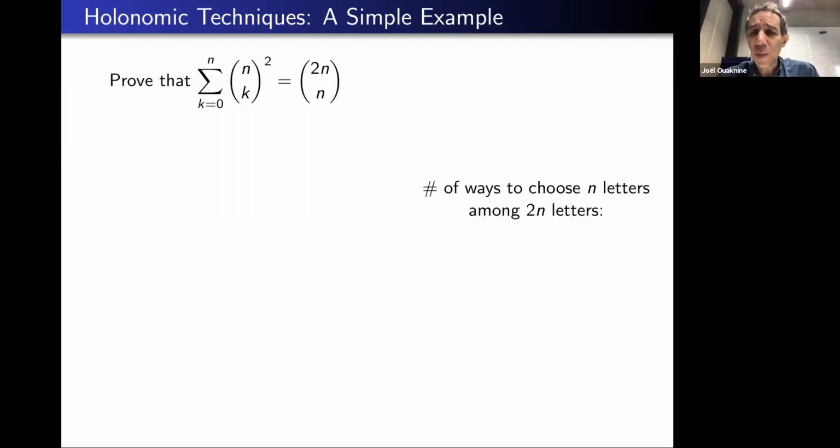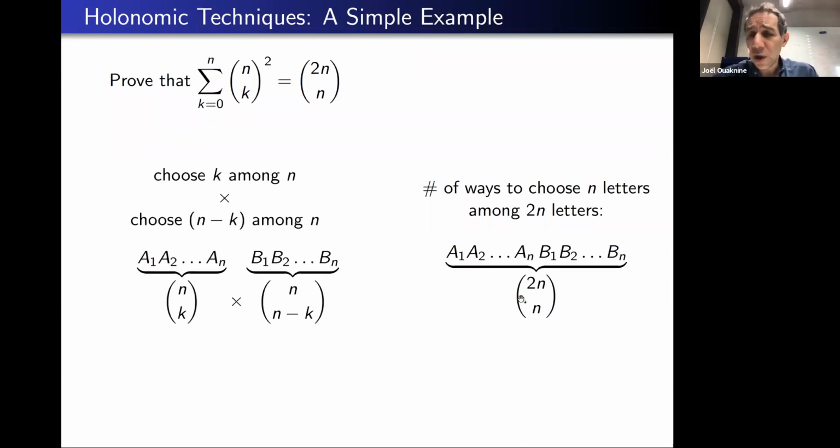One way is to argue as follows. On the right-hand side, 2n choose n is the number of ways to choose n letters amongst 2n letters, a1 to an and b1 to bn. The number of ways there are to do this is obviously 2n choose n.